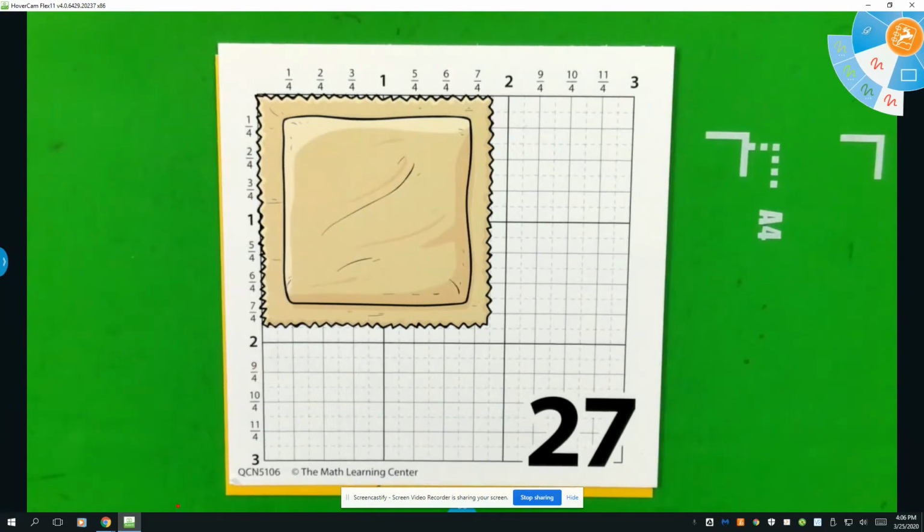Hey guys, it is Friday. You should be totally expecting where we're at right here. So, I'm going to give you a little bit of time to check out the calendar.